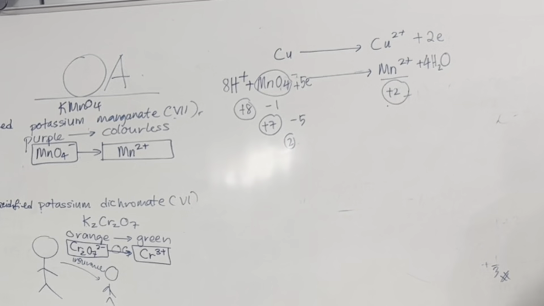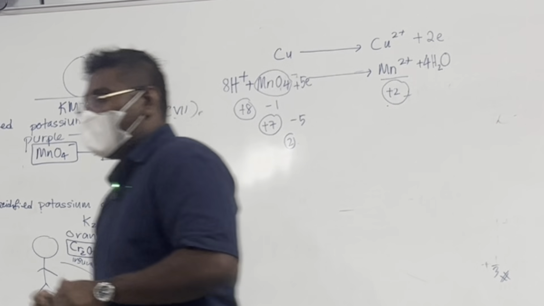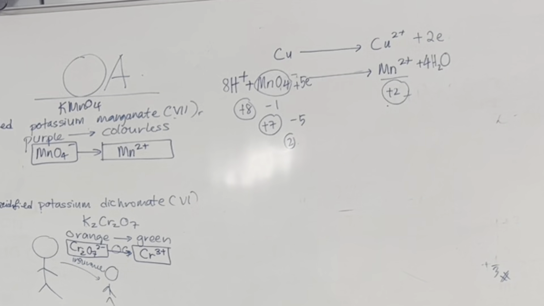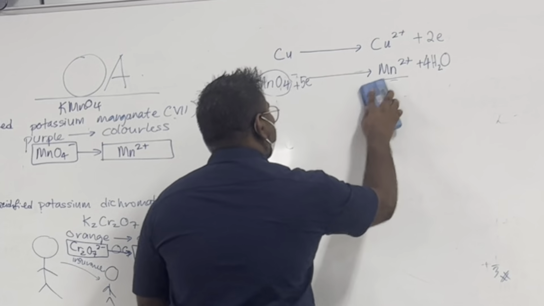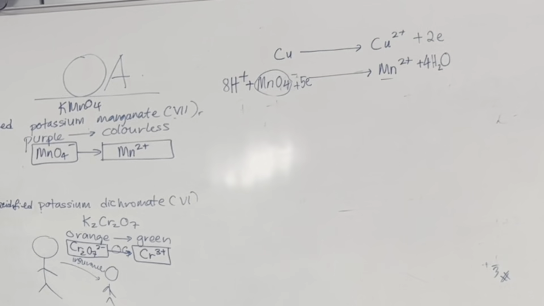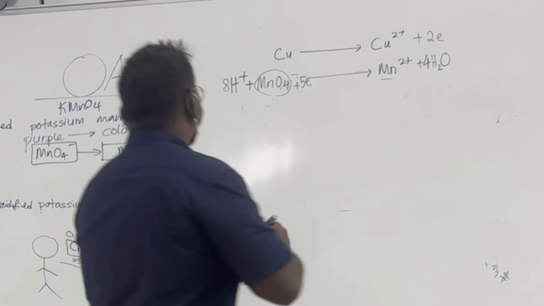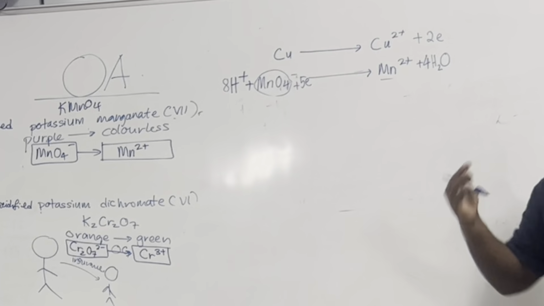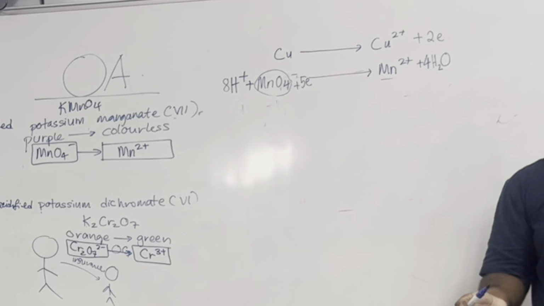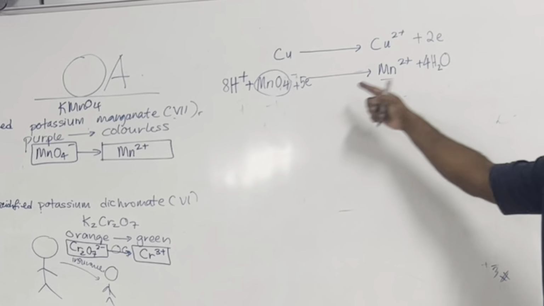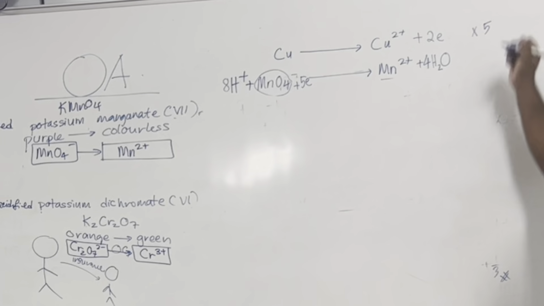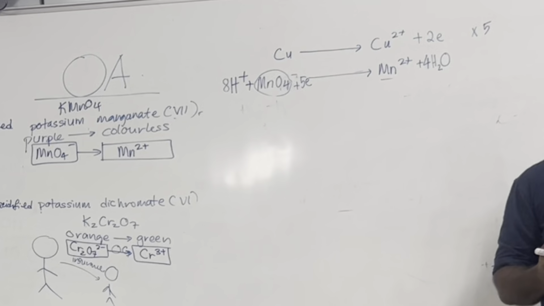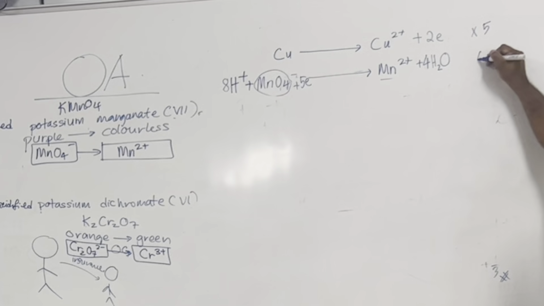So you balance that. Now you are going to have 2 half equations, similar to what you have in your electrolysis. And what you are going to do now is just to eliminate the electron. So you have 5 electrons and you have 2 electrons. Find the common multiple, 10. So you times this by 5, you get 10. You times this by 2, you get 10.